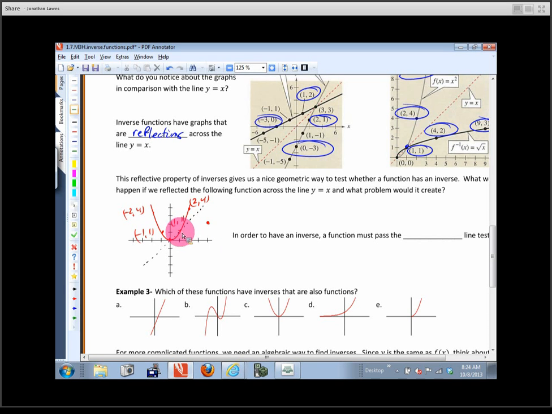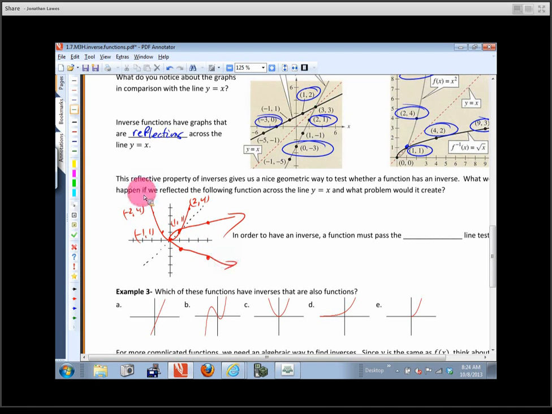Let's see, (1, 1), that's going to stay the same. (0, 0), that's going to stay the same. Okay, what does (-1, 1) correspond to now? (1, -1). Okay, and (-2, 4)? (4, -2). Okay, and let's connect these. Okay, and take a good look at this.